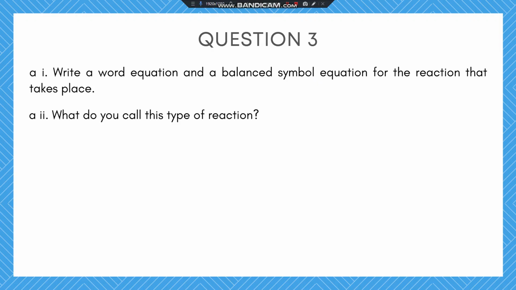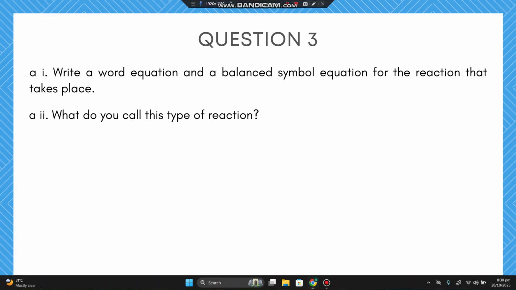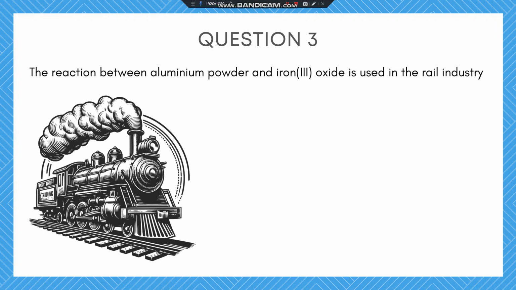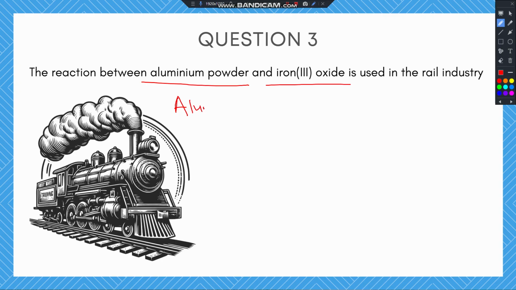Question A says write a word equation and a balanced symbol equation for the reaction that takes place. What reaction? The reaction between aluminium powder and iron 3 oxide. So the word equation is going to look something like this. We have aluminium plus iron 3 oxide.